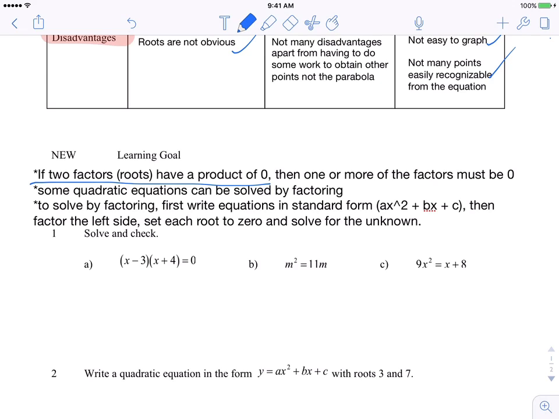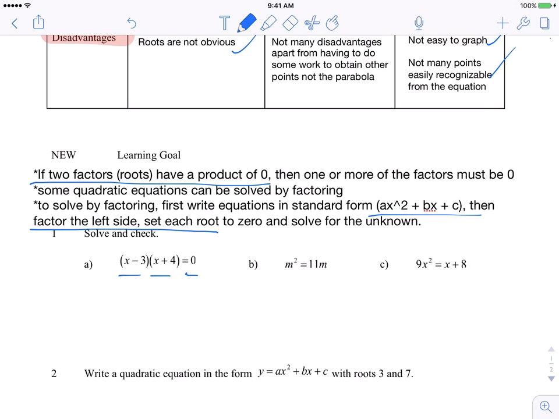The next point is to solve by factoring. First, write equations in standard form, and then factor the left side of each, and then set each root to 0 and solve for the unknown. So basically, we want to make sure that the equation is in standard form. We want to factor it because when you factor standard form, you can get root form. And with root form, you can then set each root to 0, meaning make them equal 0, and then solve for the unknown. And what it means is do this.